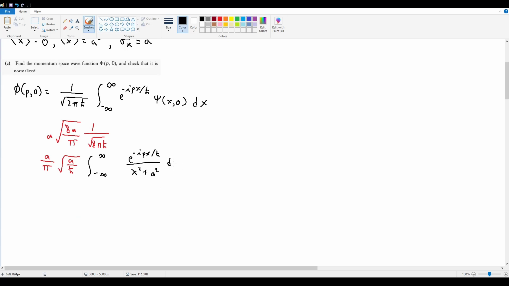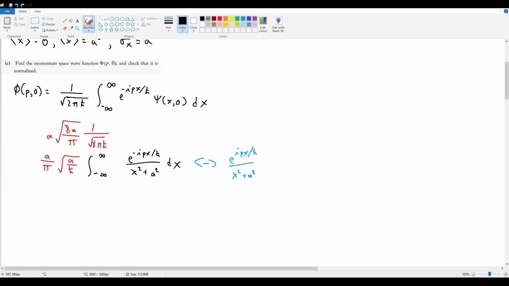Close that with a dx. And now you have something that's very close. Technically, the canonical problem is actually e to the positive ipx over h bar divided by x squared plus a squared. But these two are actually interchangeable, and I'll show you why.